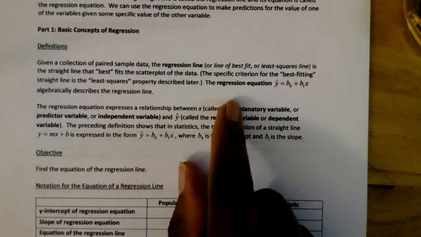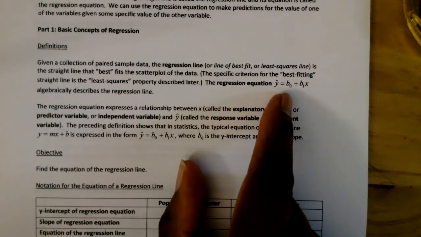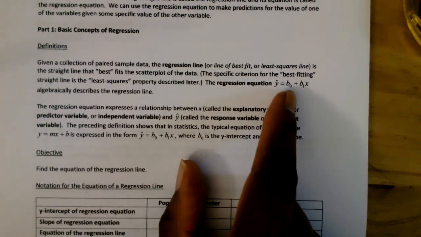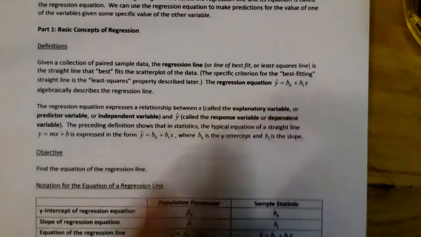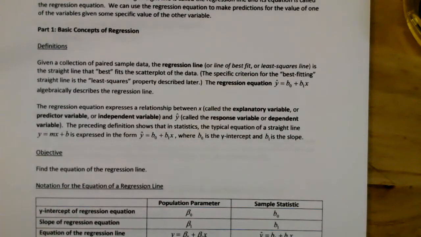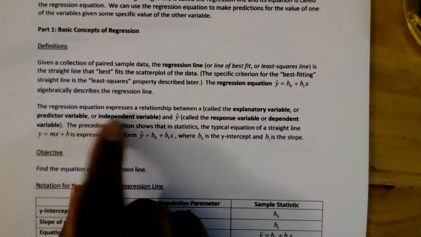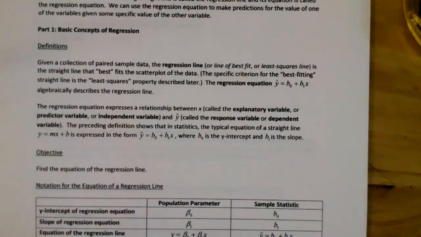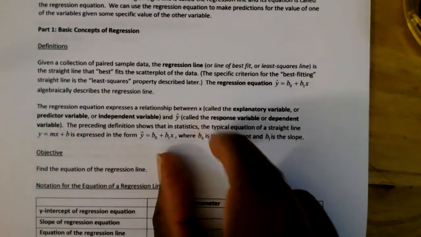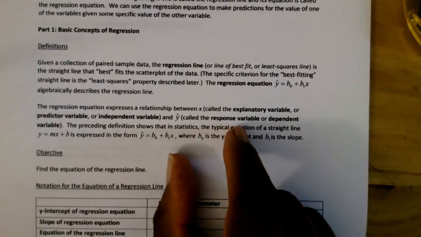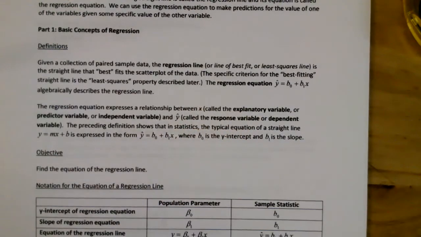And the regression equation is going to be y hat equal to b sub 0 plus b sub 1 times x. It algebraically describes the equation of the line. Okay. Now, the regression equation expresses a relationship between x, which is going to be called the explanatory variable or the predictor variable, or in some cases, the independent variable. And then y hat is going to be called the response variable or the dependent variable.